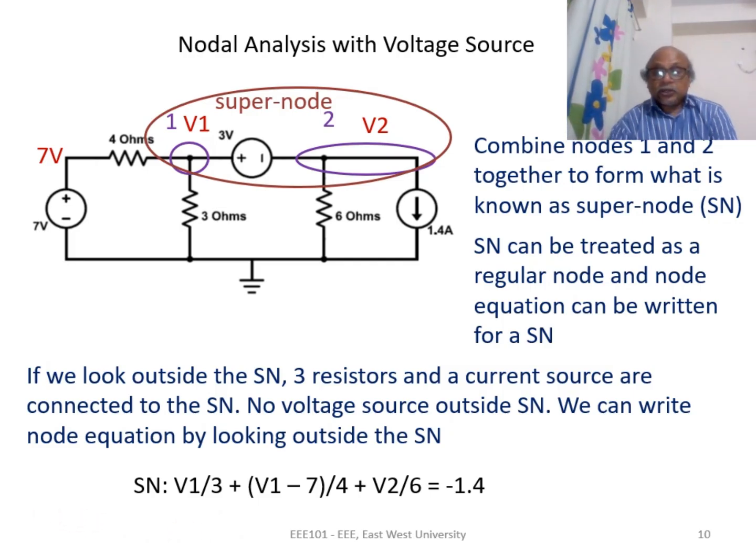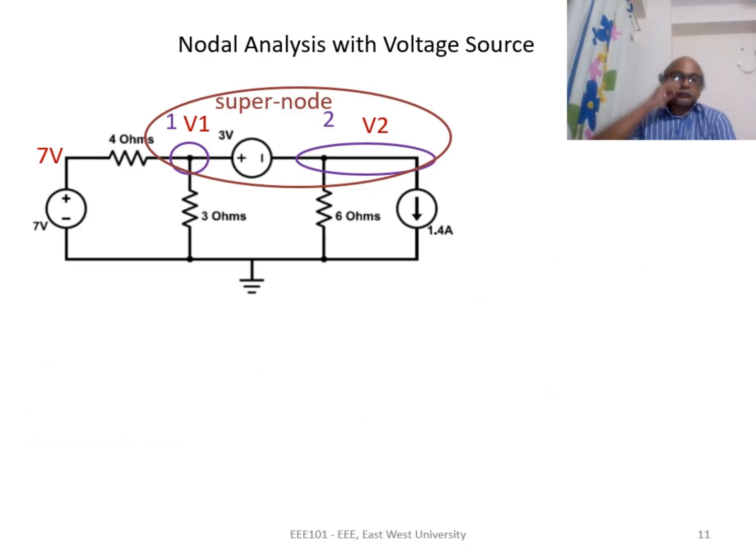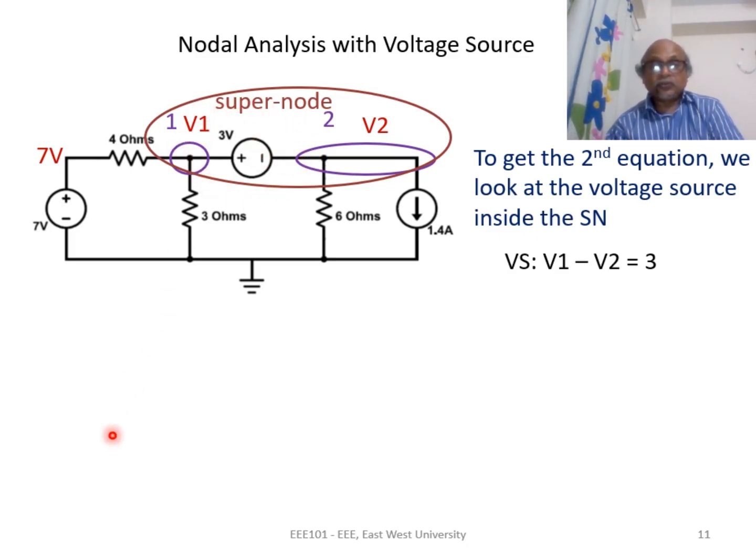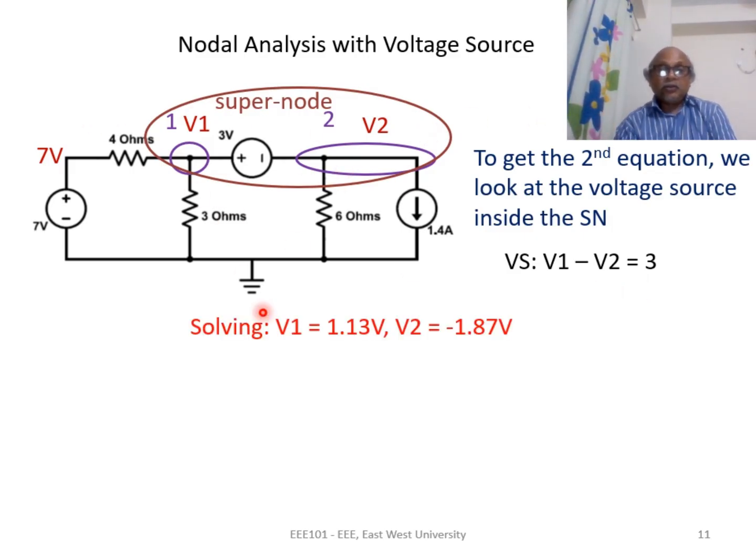We need another equation. Let's see how we get the other equation. If we look inside the supernode, we observe the voltage source. And for the voltage source, we know the plus node voltage minus the minus node voltage is equal to the value of the voltage source. So V1 minus V2 is equal to 3 volts. This is our second equation. We now have two equations for the two unknowns. If we solve them, we get the value of V1 and V2.